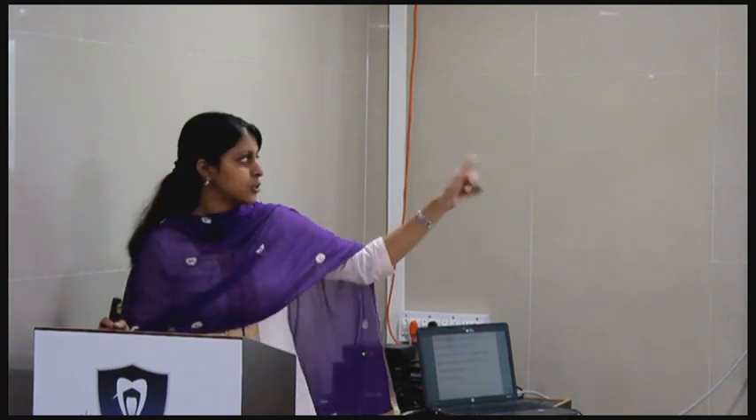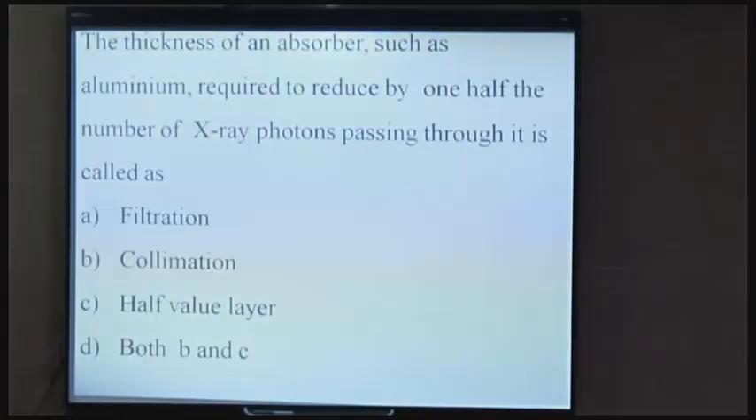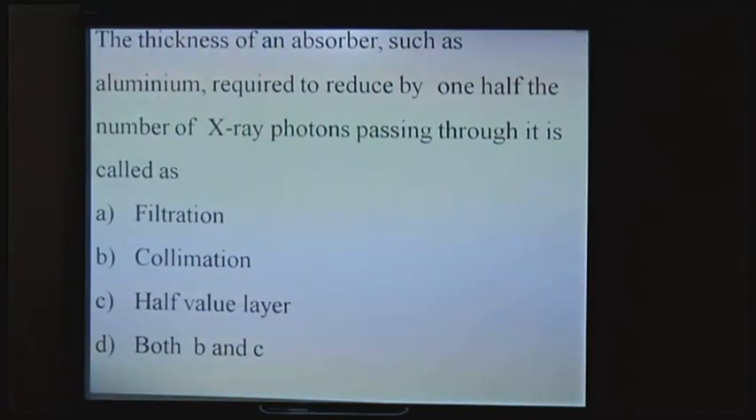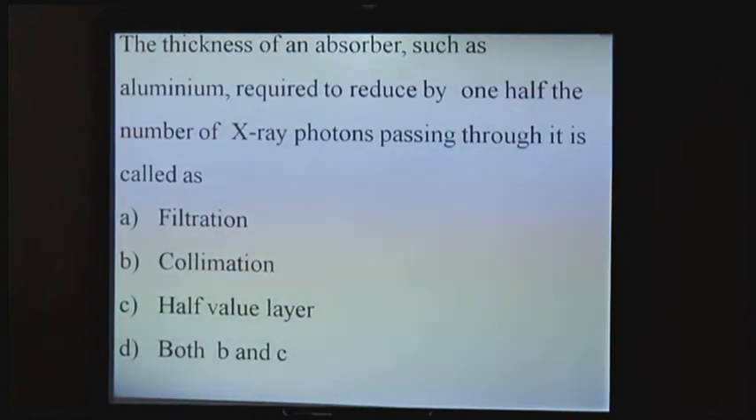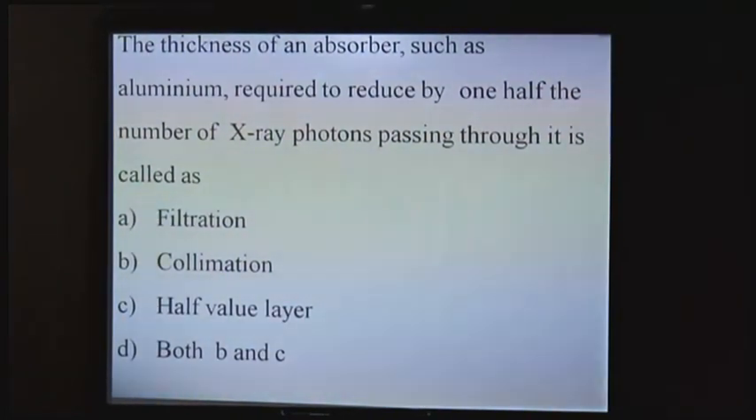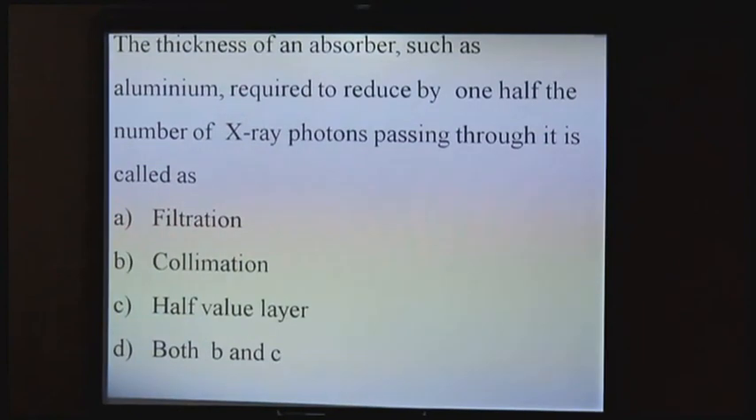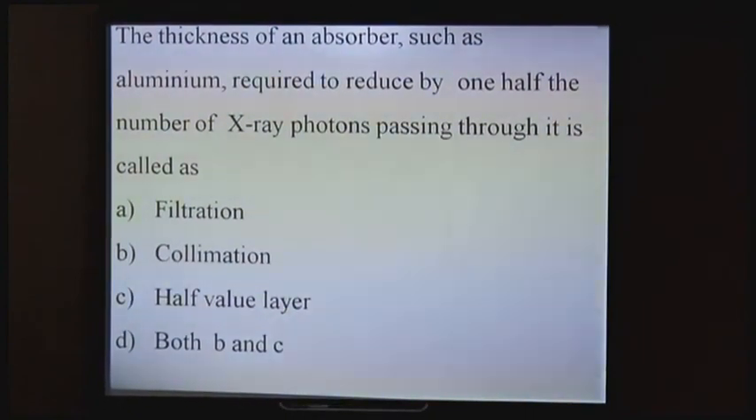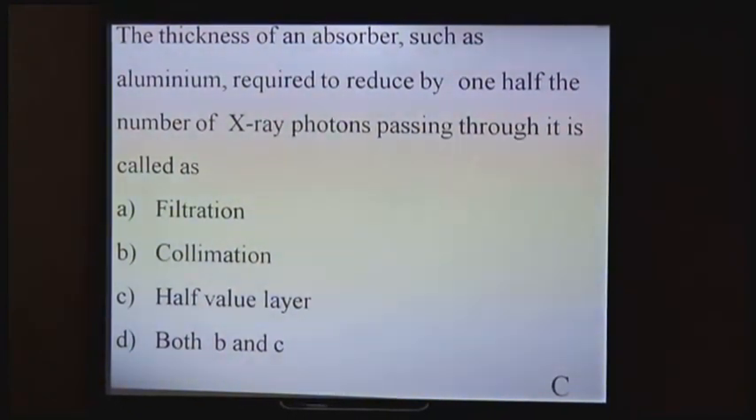I already spoke about the external filtration of aluminium. Now you have to tell me which are all the techniques for internal filtration, which means which is already inbuilt in your tube. All of the above. The thickness of an absorber such as aluminium required to reduce by 1/2 the number of X-ray photons passing through it is called half-value layer. That's the definition for half-value layer.